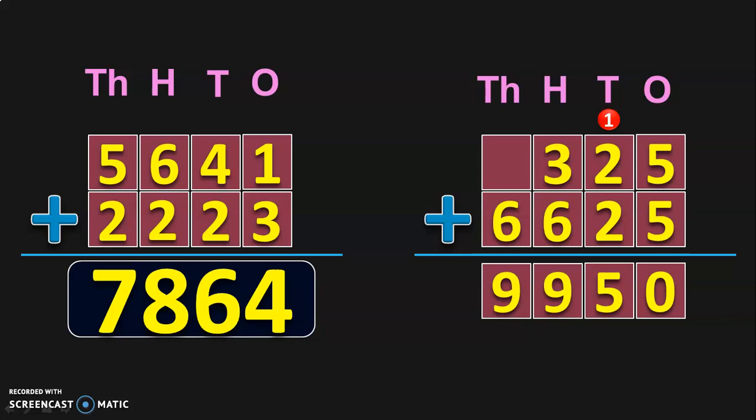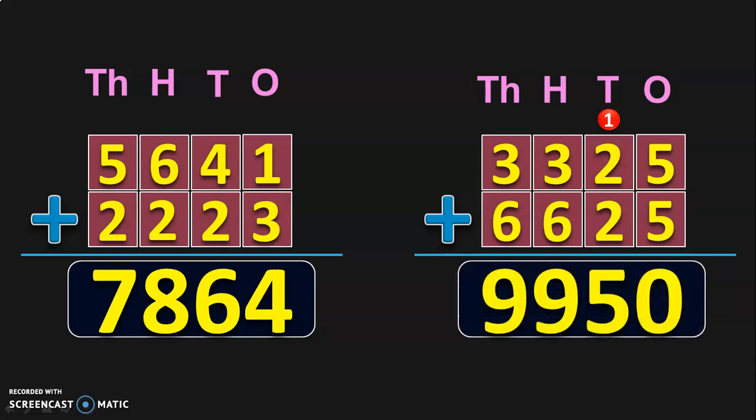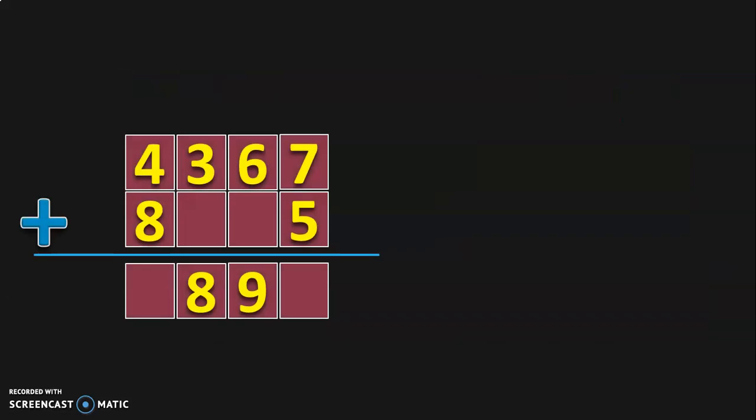Next move on to the thousands place where you have a dash plus 6, which is going to give you the answer 9. So again 3 plus 6 is going to give you 9. So now you fill the dash and you found out the two 4-digit numbers, by adding which you will get the answer to be 9950. Let us do another set of examples.